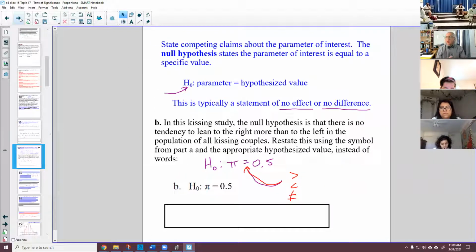Then we learned about the null hypothesis, which is what we are trying to nullify. In this particular example, the researchers wanted to see, well, is it 50-50? Half the people turn their heads to the right, half to the left. So they made a hypothesis, the null hypothesis, H sub 0, that said pi is equal to 0.5. Half the people left, half the people right. That was our null hypothesis.